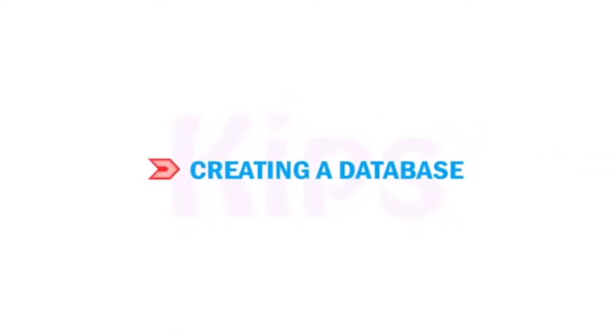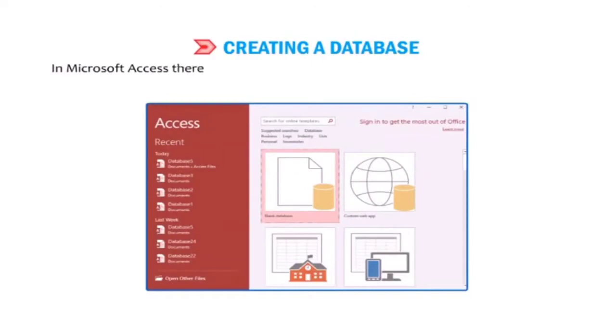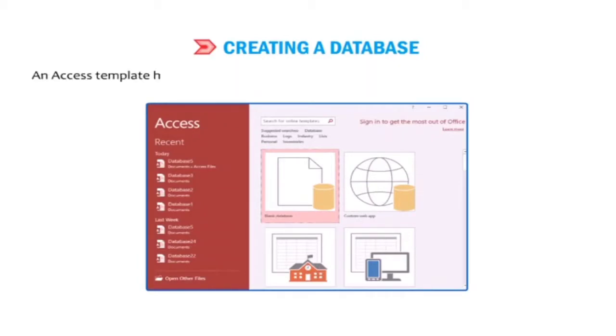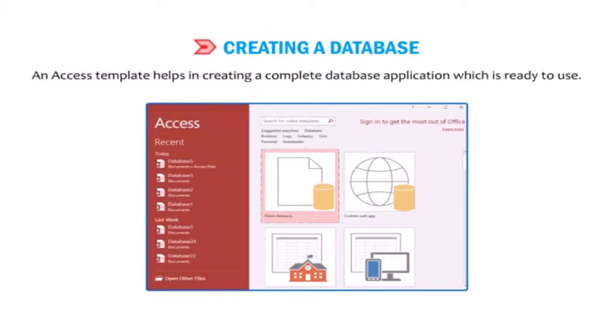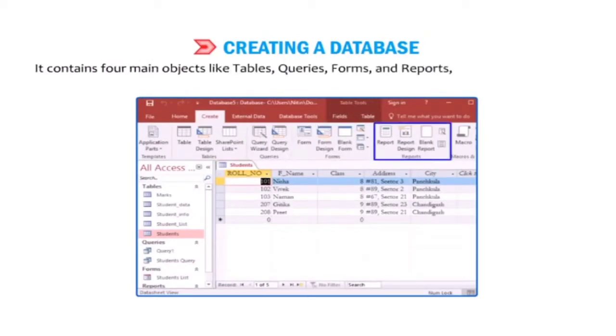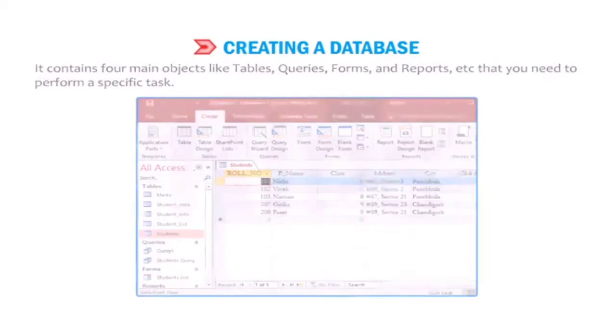Students, let me explain to you how to create a database. In Microsoft Access, there are two ways to create a database, either using a template or creating a blank database. An Access template helps in creating a complete database application which is ready to use. It contains four main objects like tables, queries, forms and reports, etc. that you need to perform a specific task.